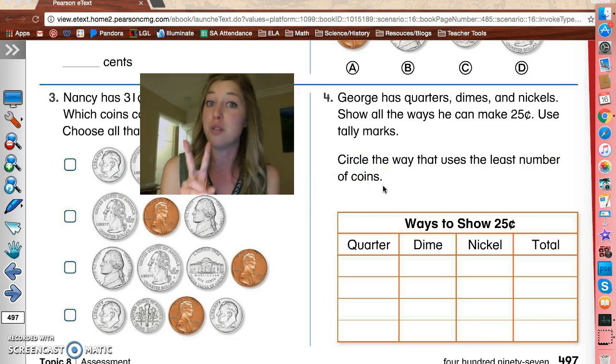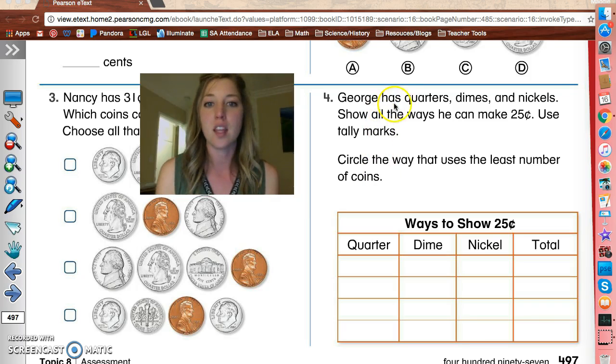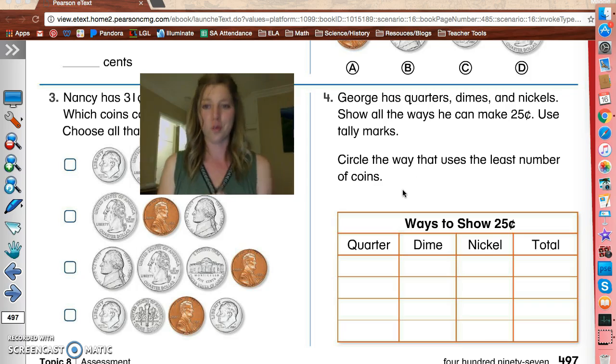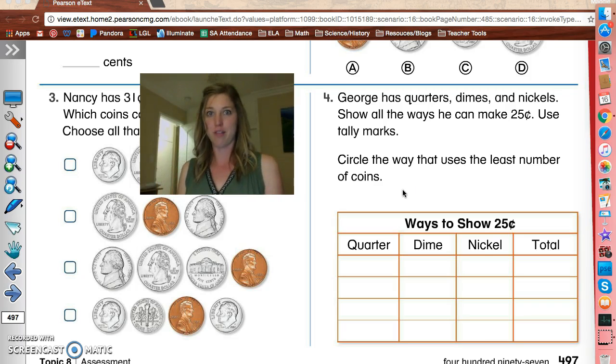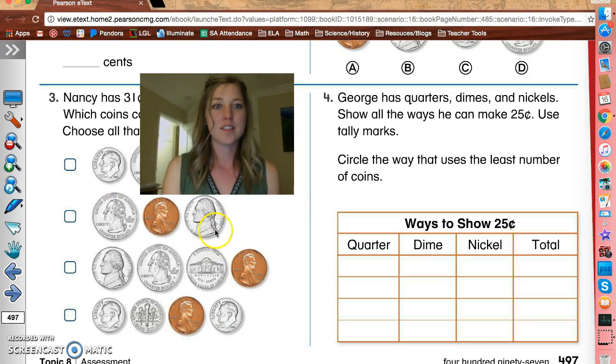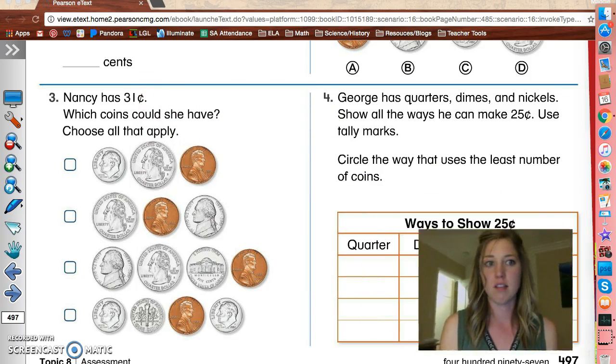So they want you to do 2 things here, so make sure you don't skip any. He has quarters, dimes, and nickels. So that's what they put in your box. Show all the ways he can make 25 cents, all these different combinations, using tally marks to represent how many of each coin will equal the total. You can pause. Oh, and then circle the way that uses the least number of coins. You can pause and work on those 2 parts. All right.